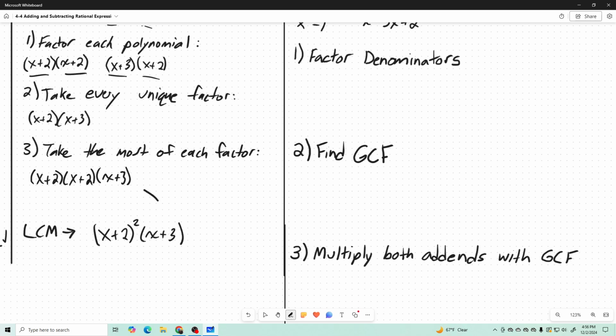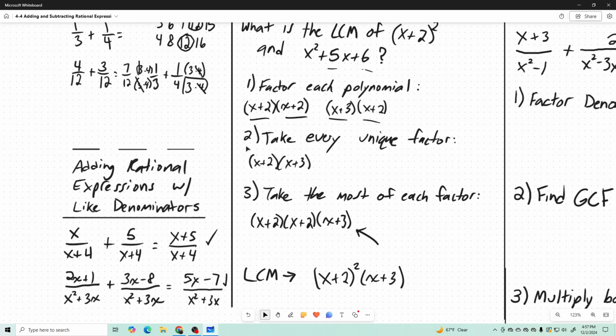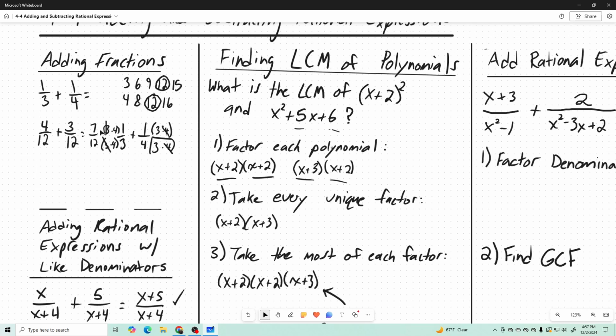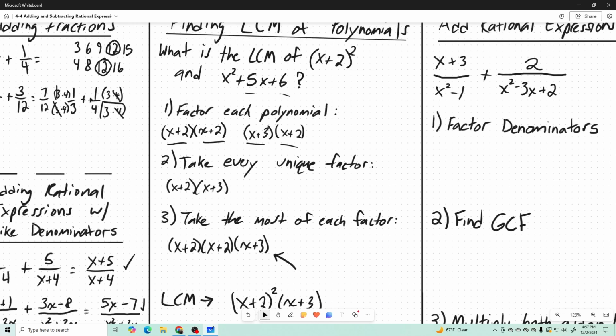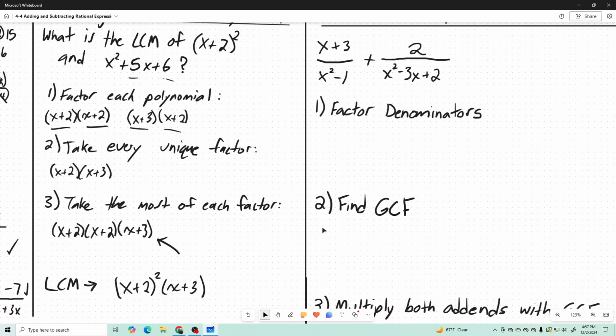Or you could honestly just leave it like this. That's probably going to be more useful for our problems. But this is how you find the LCM. And this will be very important because, just like when we did problems before, you need to find the LCM in order to be able to add the top, because we need the denominators to be the same. So we need to be able to find the LCM. That way we can fix our denominators so that we can do that.